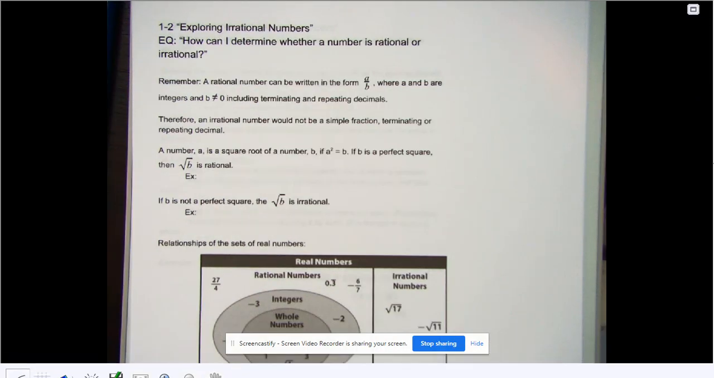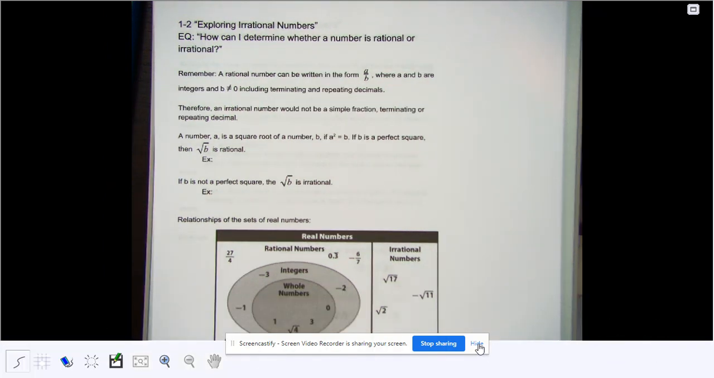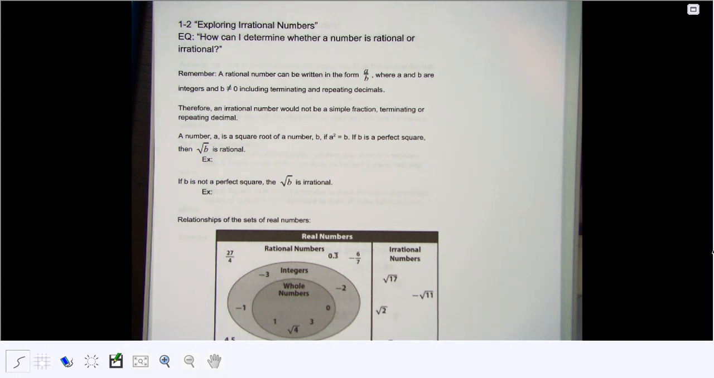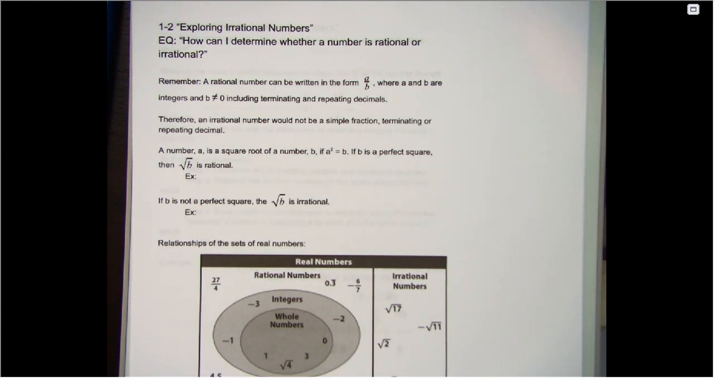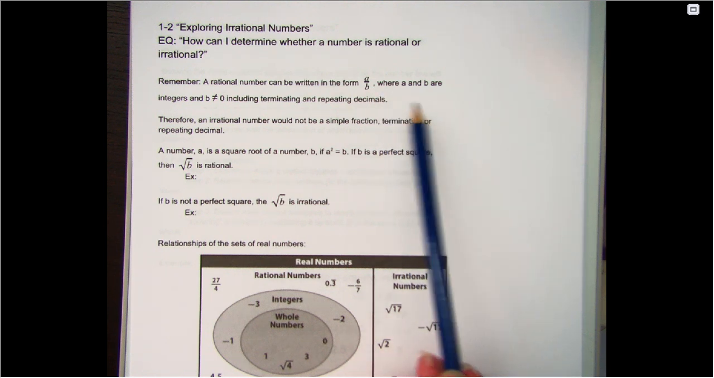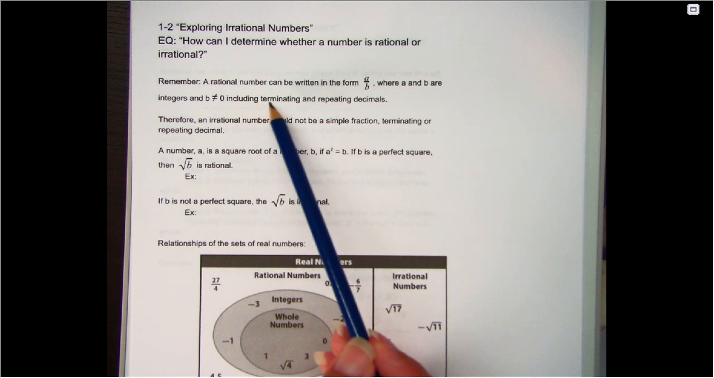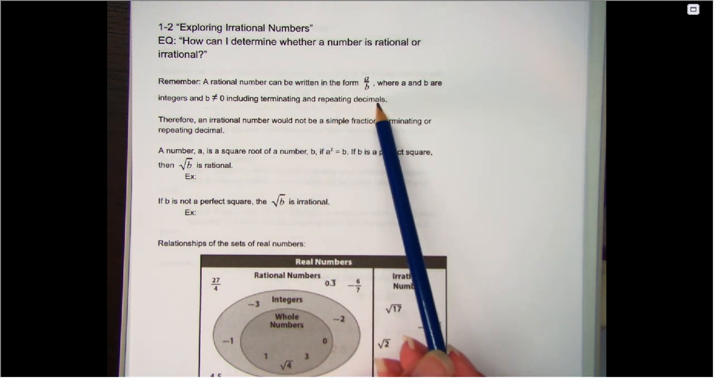Ladies and gentlemen, this lesson, topic 1, lesson 2, we're going to be focusing on exploring irrational numbers. Now, when we explore irrational numbers, we need to start with defining irrational. A rational number can be written in the form a over b, where a and b are integers and b is not 0. And this includes terminating and repeating decimals.